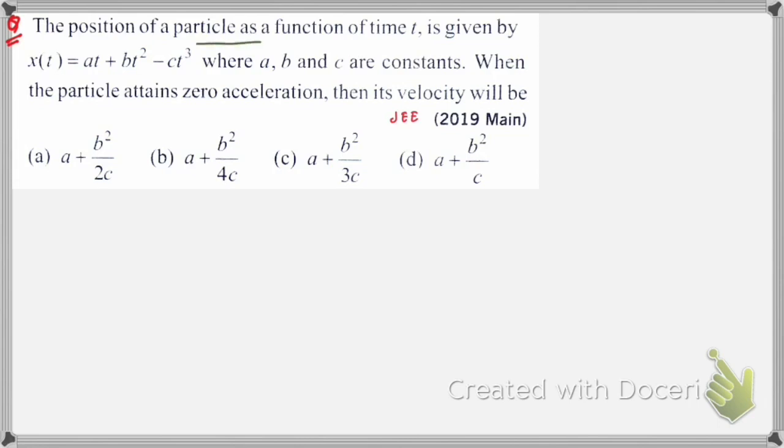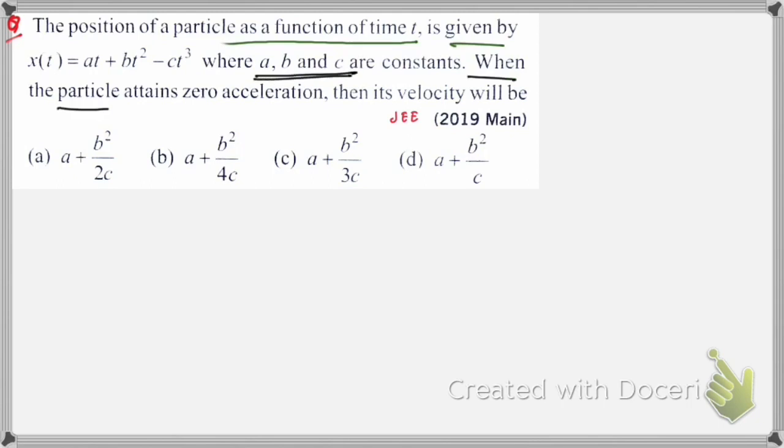The position of a particle as a function of time t is given by x of t, which is equal to a t plus b t square minus c t cube. This is what is given, where a, b, c are constants.